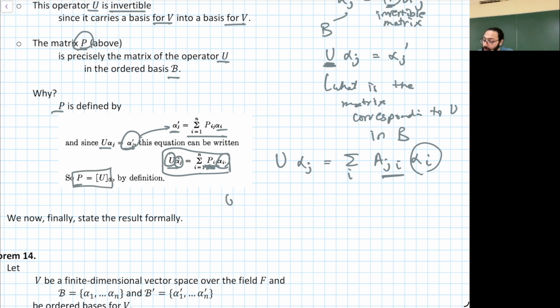So this is what you get. The matrix P is exactly the matrix representation of the operator U in the basis B. Is that okay?